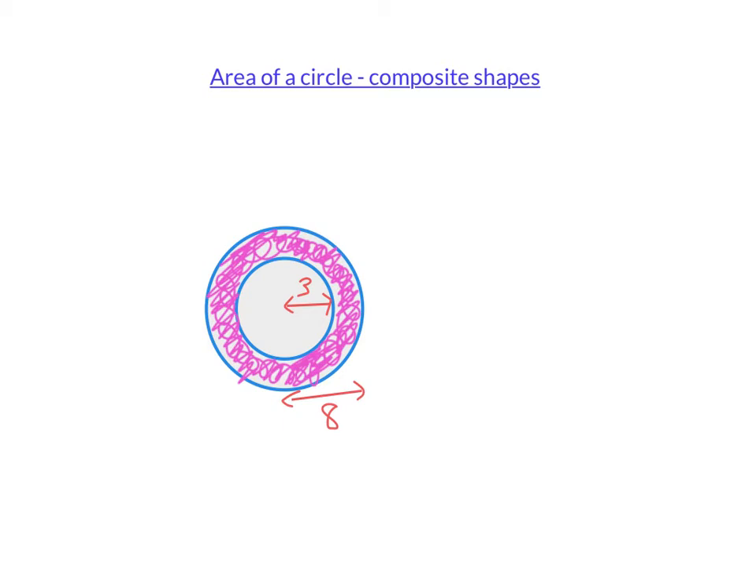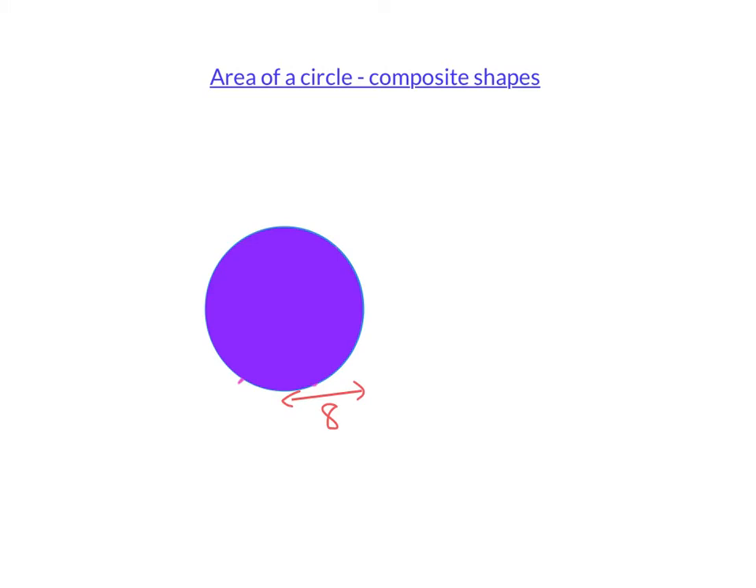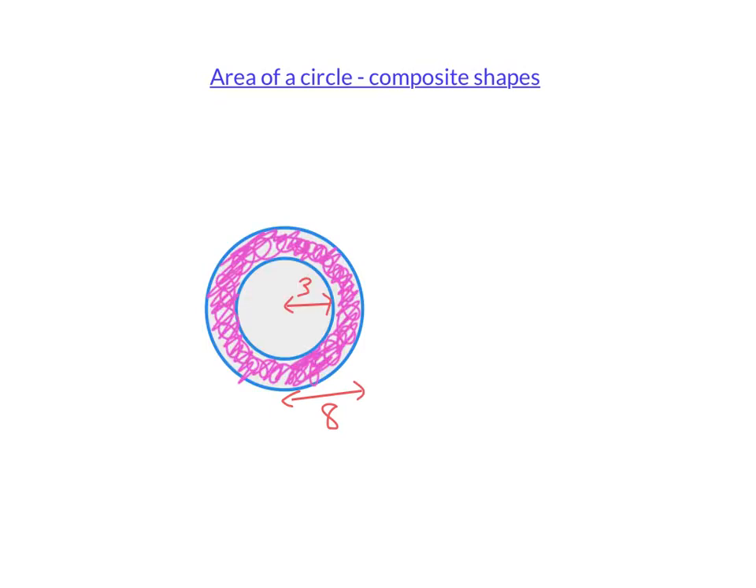Now the strategy that we're going to use to find this area is we're going to find the area of the large circle, and the area of the large circle would look like this. So we don't want all of that, obviously. So we're going to have to cut out or subtract the area of the smaller circle in the middle. So the strategy we're using here is the big circle, take away the small circle.